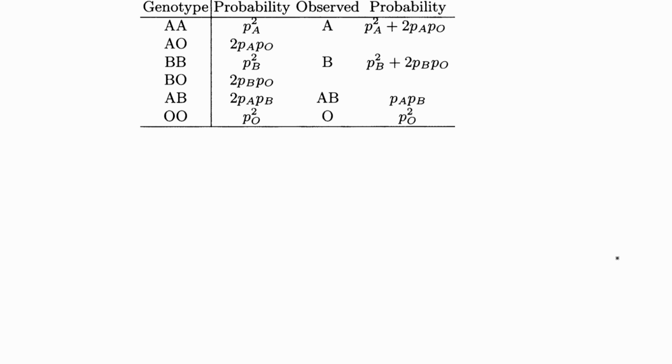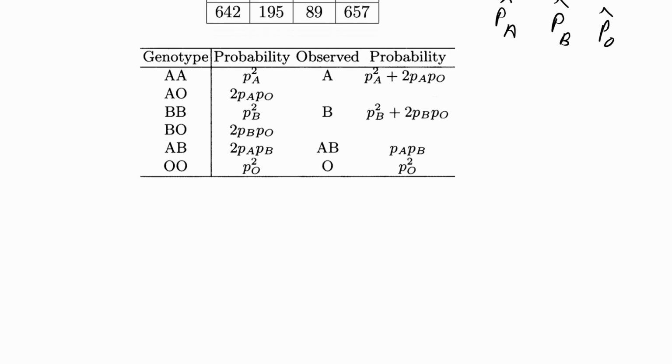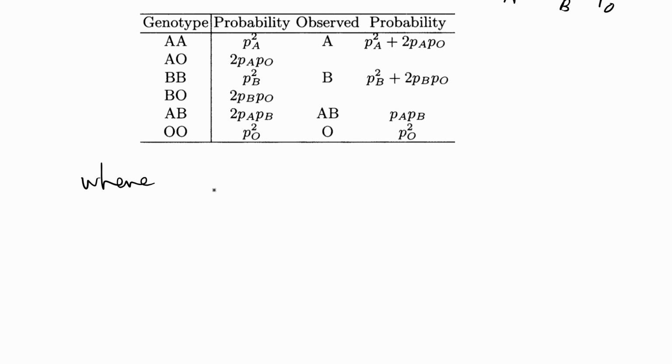This is going to be more of a demonstration than an in-depth tutorial. I'm assuming you know some background information on all of this. Otherwise, the video would be like 10 hours long. So we want to estimate PA, PB, and PO, where the sum of the alleles has to equal 1. So PA plus PB plus PO has to equal 1.